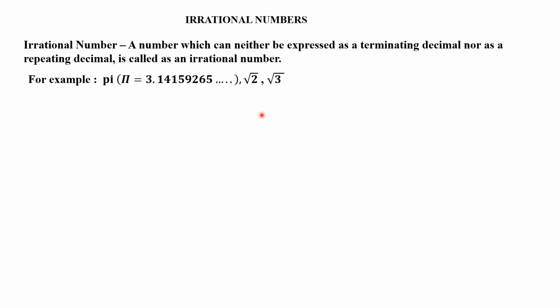Same way root 2 and root 3. The value of root 2, if you see, is 1.41421356 and so on. Same way the value of root 3 is 1.73205080 and so on, isn't it? So they are examples of irrational numbers.